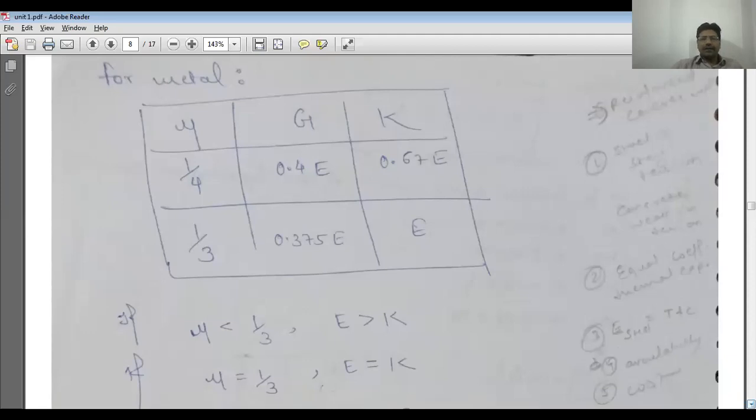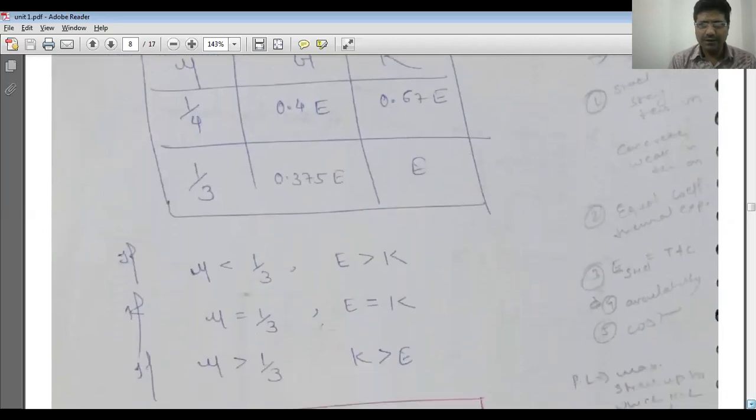Since we will take Poisson's ratio as 1 by 4 and 1 by 3, the value of G will be 0.4 E when mu is 1 by 4 or 0.25, and the value of K will be 0.67 E. And if the value of mu is 1 by 3, the value of G will be 0.375 E, and the value of K will be E. So when mu ranges from 1 by 4 to 1 by 3, the value of K will range from 0.67 E to E, whereas the value of G will range from 0.4 E to 0.375 E.